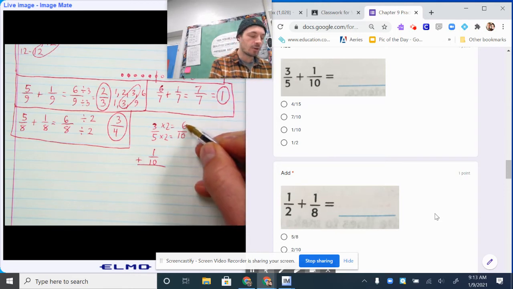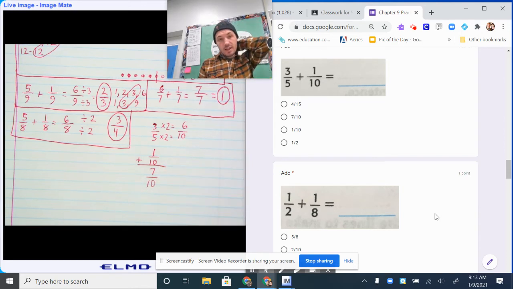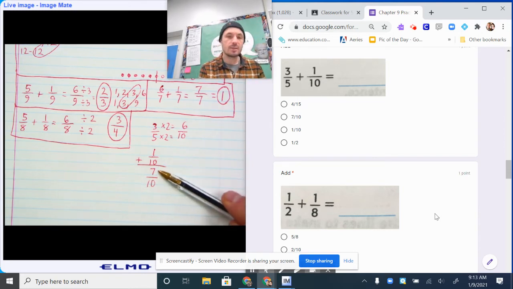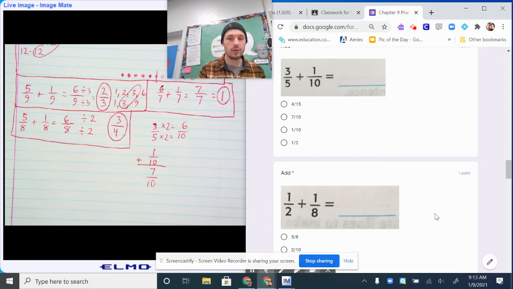And I add my numerator. 6 plus 1 is 7, and my denominator 10 stays the same. The answer is 7/10. Since 7 is prime and it can't divide evenly into 10, I know this fraction cannot be simplified. So the answer is 7/10.